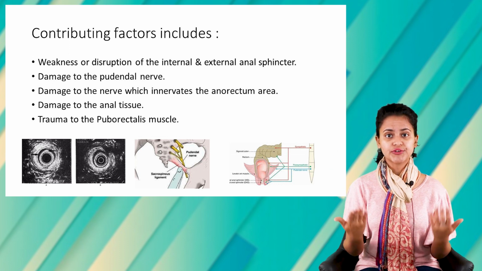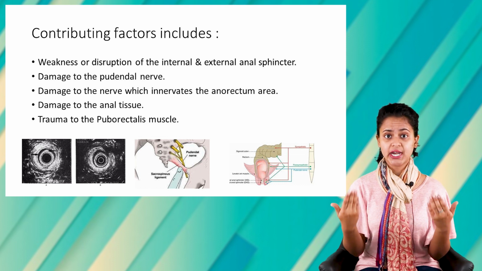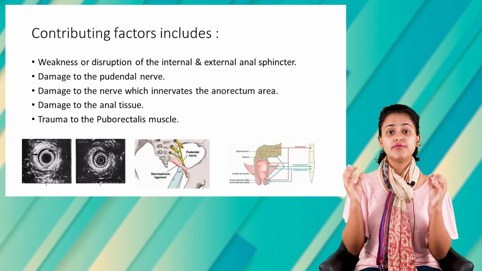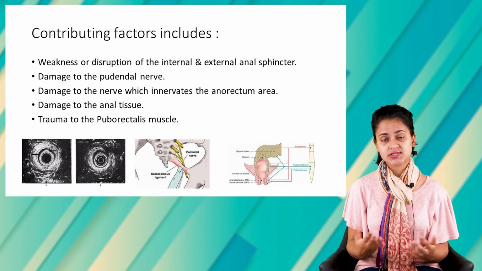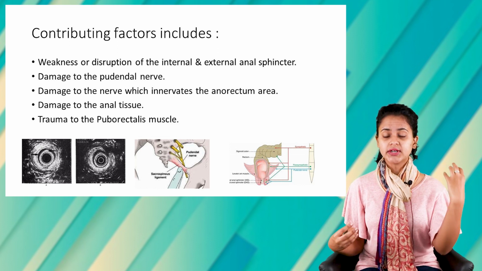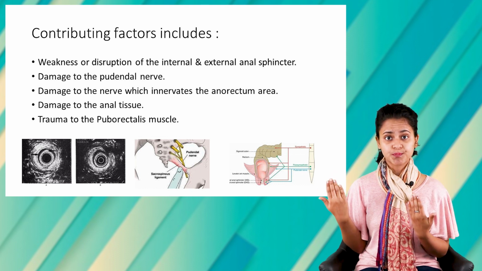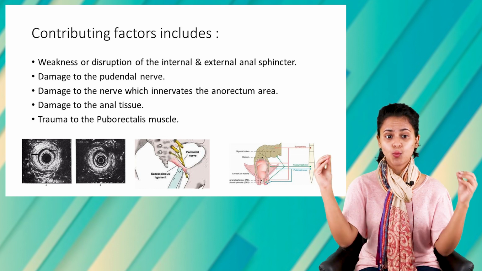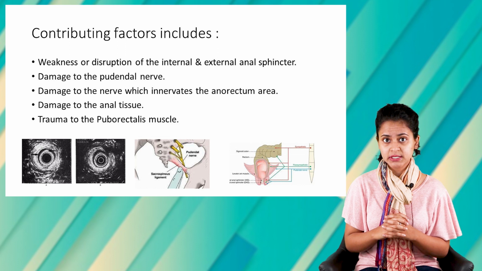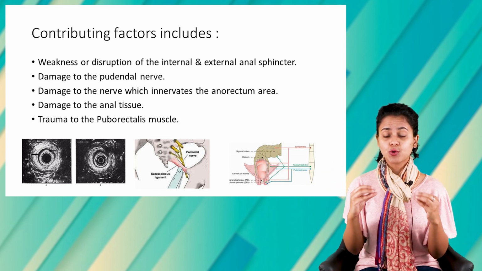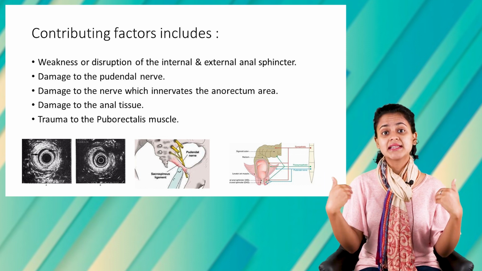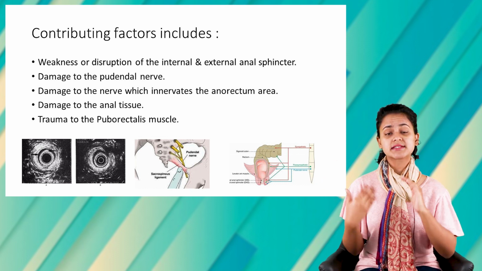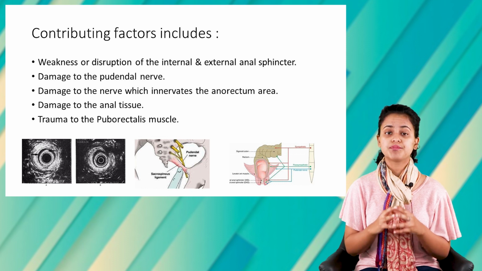Now we are going to read about contributing factors. What are the contributing factors which increase the chances of developing fecal incontinence? First is weakness and disruption of the internal and external anal sphincter. As we know, the internal and external anal sphincter is a very important part to maintain the involuntary passage of stool, or the defecation process. Once there is any weakness or disruption of their functional ability, the closure of the sphincter will be disturbed, and an individual will be more likely to develop fecal incontinence. The next contributing factor is damage to the pudendal nerve.